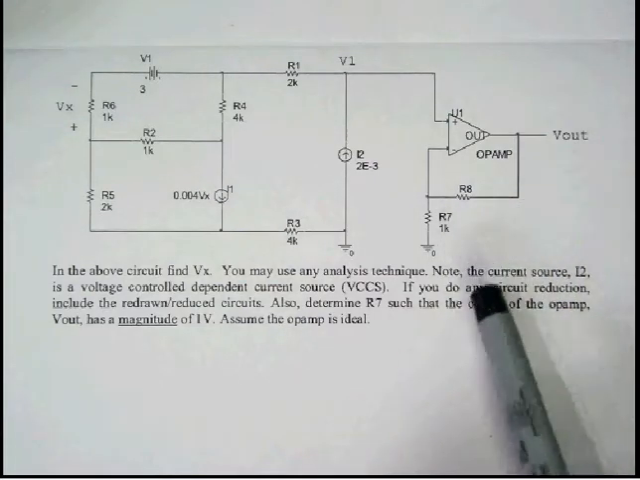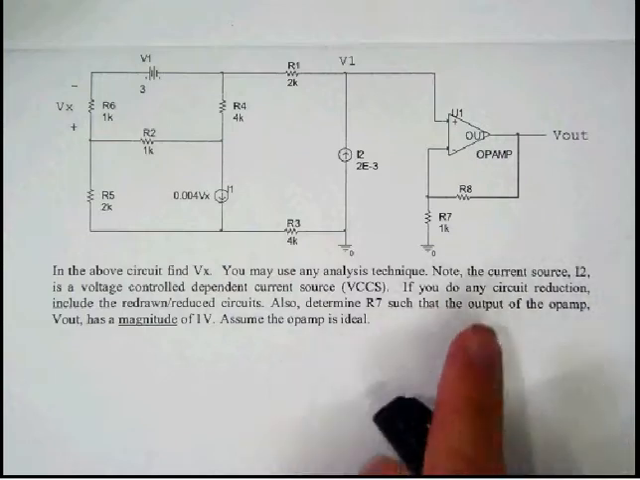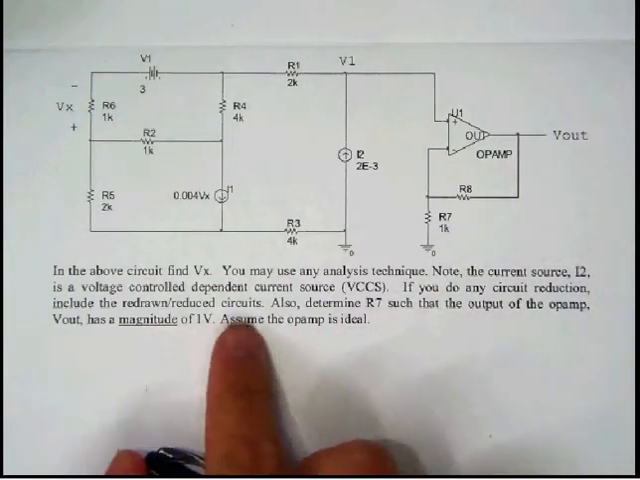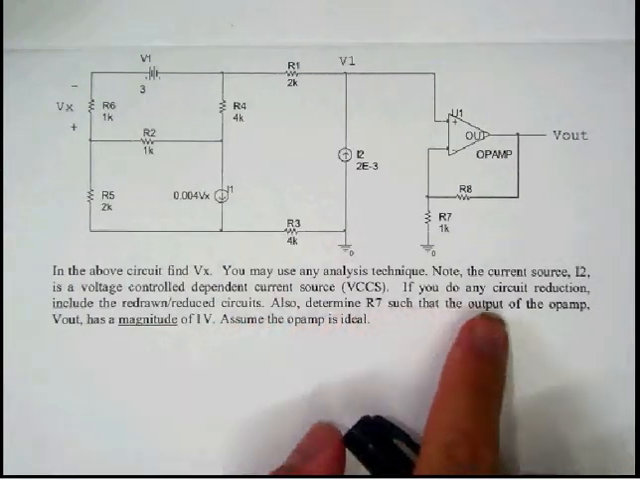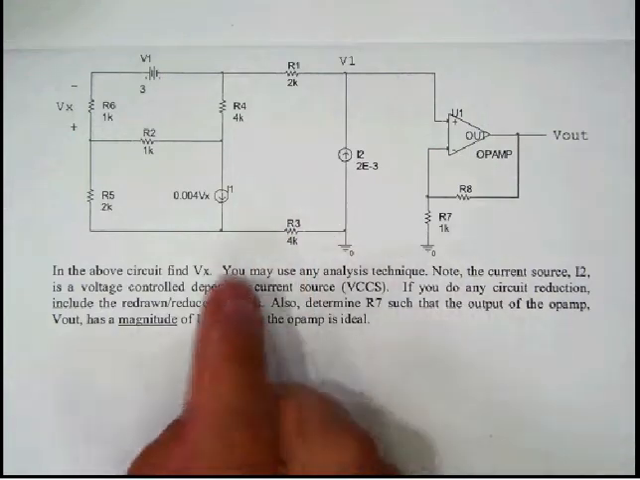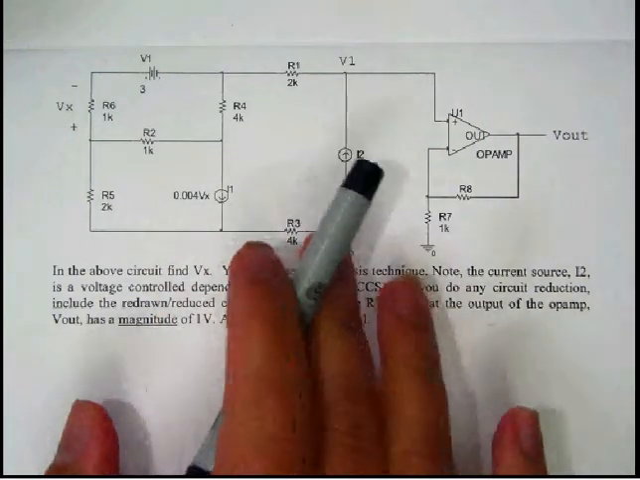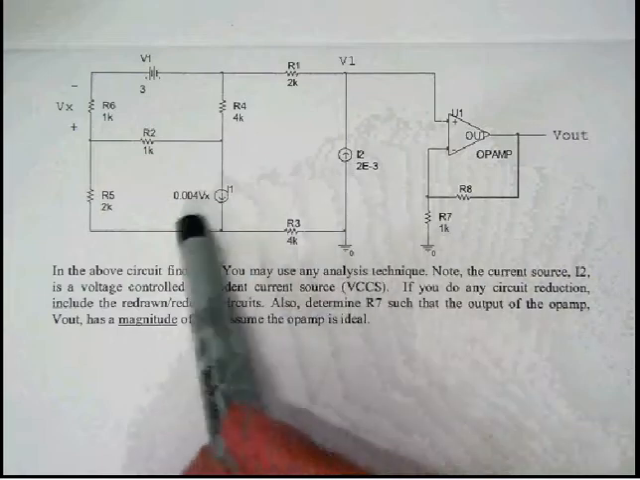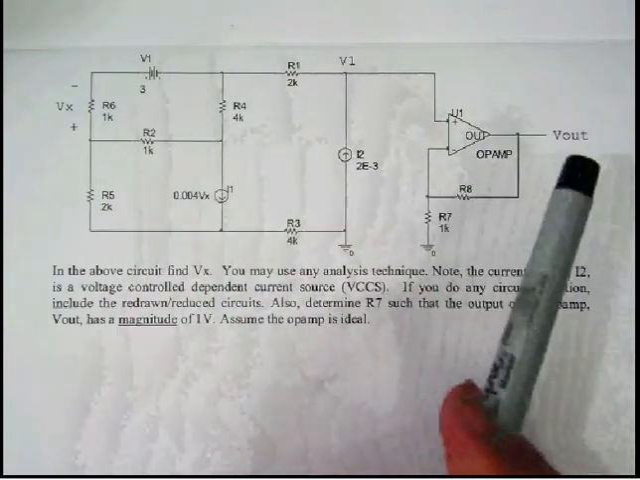and we're asked to redraw any circuits if we do any circuit reduction here. So if we're going to do it by superposition, for example, and we start turning off current sources, we've got to draw our equivalent circuits.